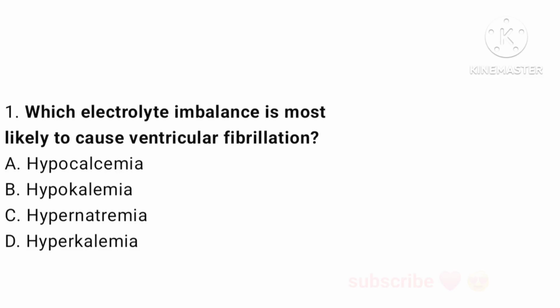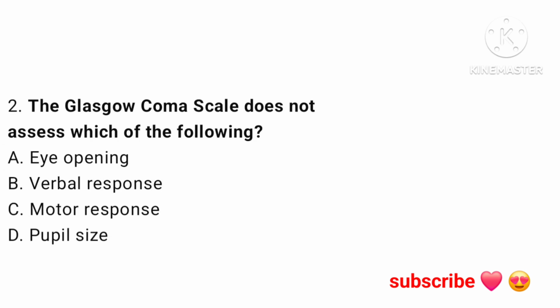Which electrolyte imbalance is most likely to cause ventricular fibrillation? Correct option is D. Hyperkalemia. The Glasgow Coma scale does not assess which of the following. Correct option is D. Pupil size.